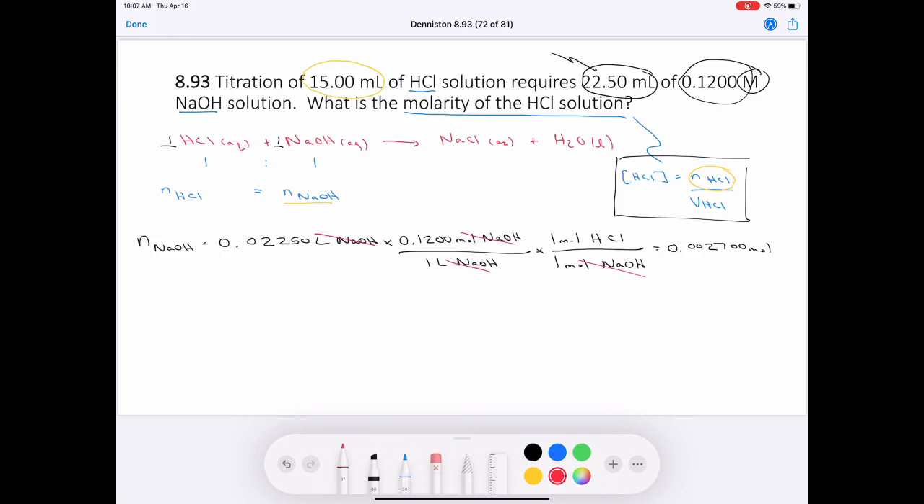Let's do that. So the concentration of my HCl is going to be equal to 0.002700 moles divided by my volume. It's 15.00 milliliters. Again, I'm going to go ahead and divide that by 1,000 in my head. So you move the decimal place over 1, 2, 3. So that would be 0.01500 liters. And when you punch that into your calculator, you get the concentration of your hydrochloric acid is 0.1800 molar.